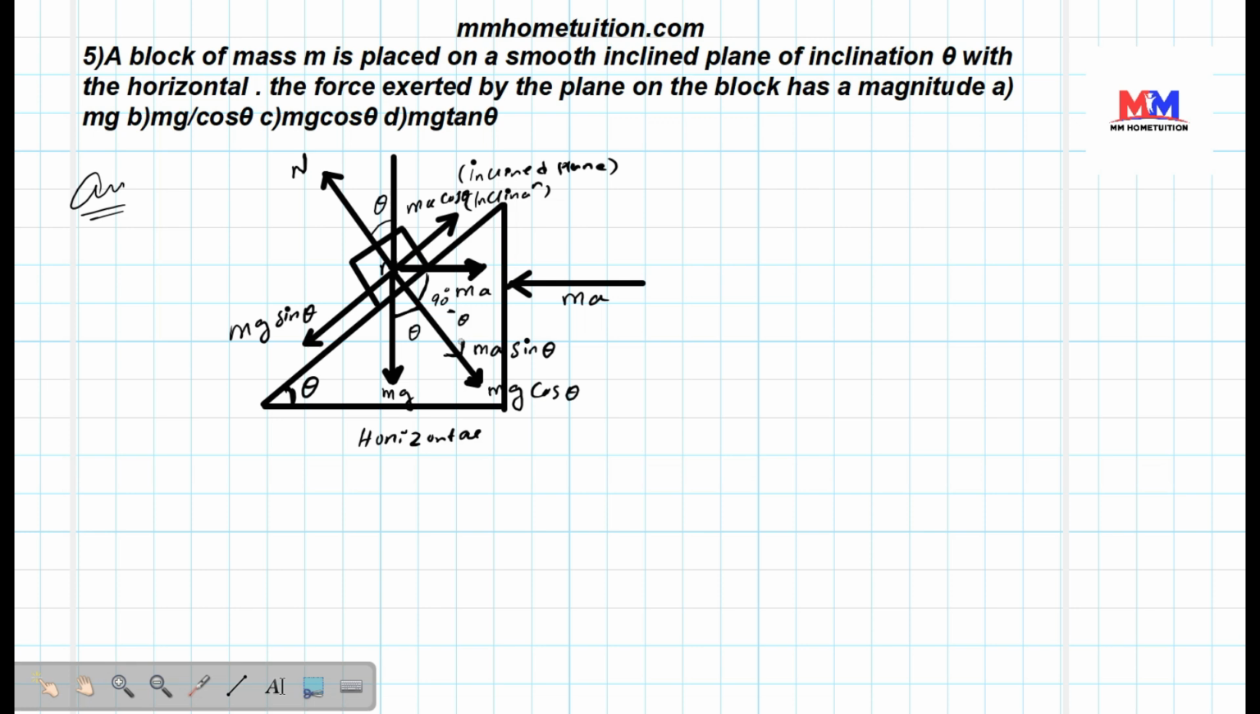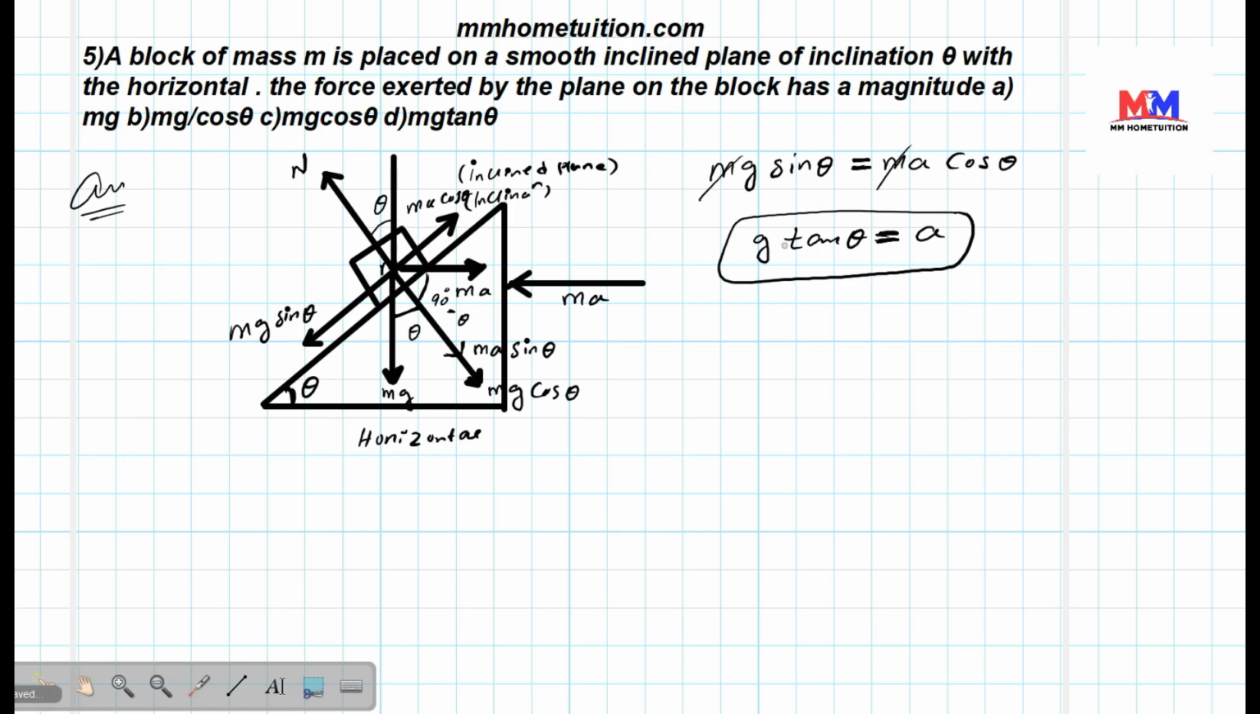So mg sin theta equals how much? mg sin theta equals ma cos theta. The m gets cancelled. So a equals g sin theta by cos theta, which is tan theta. So a equals g tan theta.